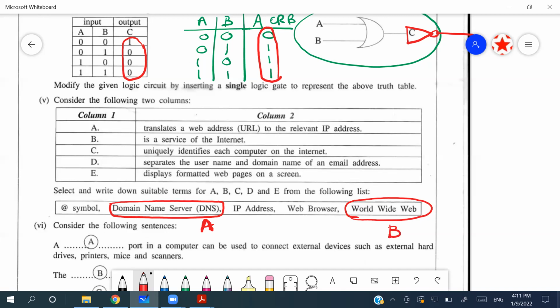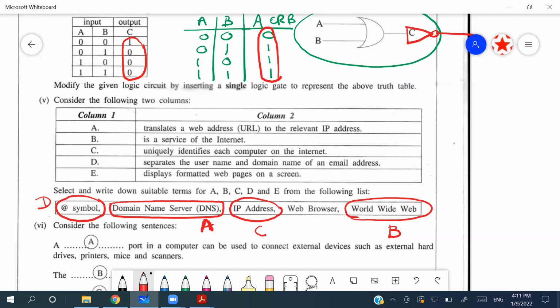So C says uniquely identify each computer on the internet. For that, we need an IP address. So this is going to be C. Separate the username and the domain name of an email address. That's an easy one. It's the @ symbol, right? So we got the username at the left side, then we have the @ sign, then we have the domain name like gmail.com, yahoo.com, and all these things, right? So this is going to become D.